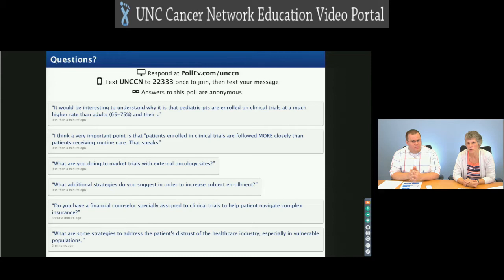But we do encourage them to talk to them before they go on study if they have any concerns, because of the cost, it's just scary. I've had patients come off study because they can't afford it. So I wish we did, but we don't.